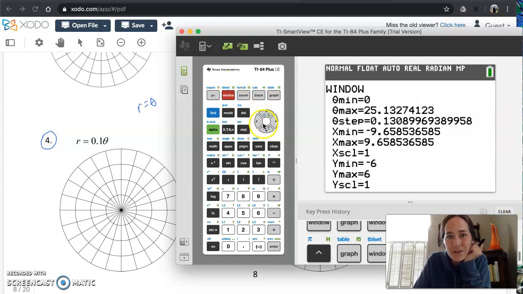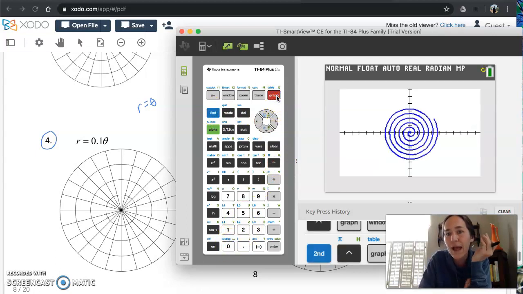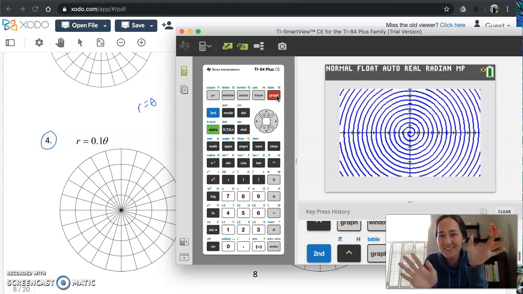I'm going to go back to window. What do you want for a theta max? Can I hear you? You want, I don't know, 10 pi, 20 pi? Let's try, this is a little crazy. Let me go 50 pi. I'll go wild for the theta max. Hit graph, and whoa, do not get dizzy looking at this picture. That's a lot of spiral.